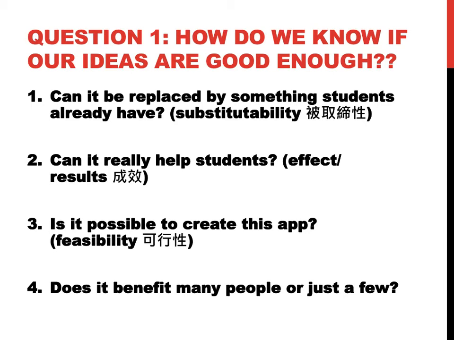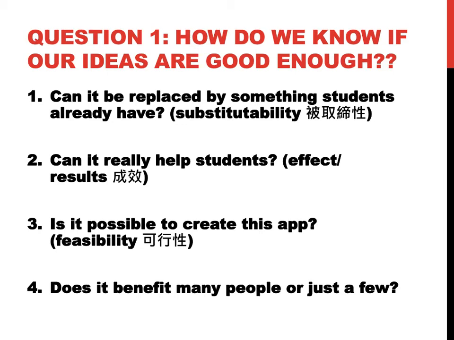Number 1, think about whether your idea can be replaced by something that you already have. For example, if it is a Q&A app where you can ask questions, then please think about why it is better than asking questions in a forum or on some websites. Number 2, think about whether it can really help people. So it's the effect or the results. 成效啦. I think you learned this point.